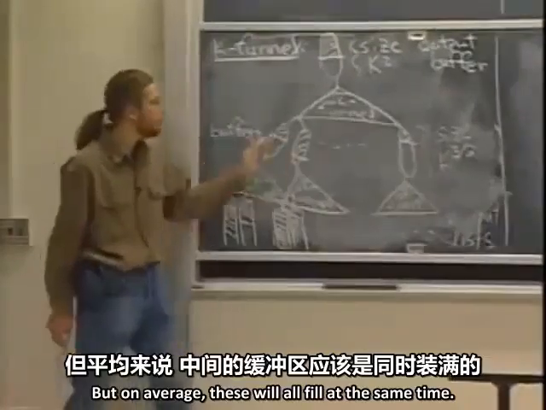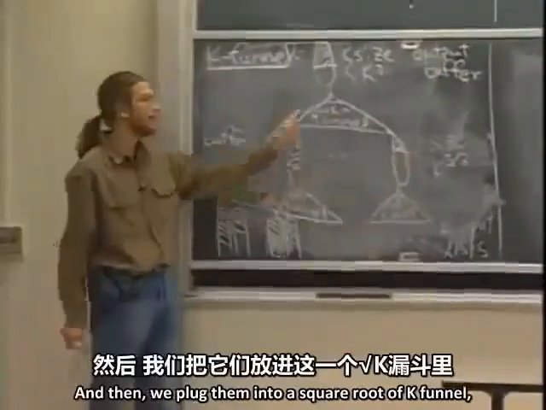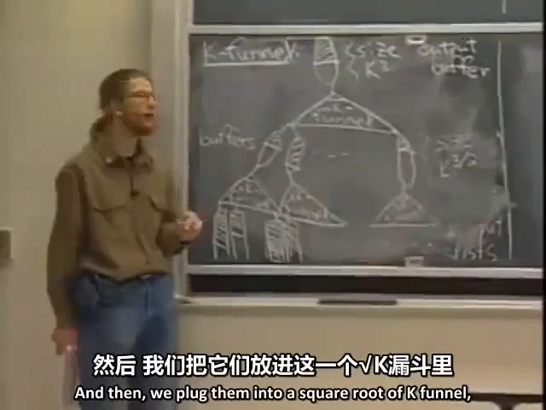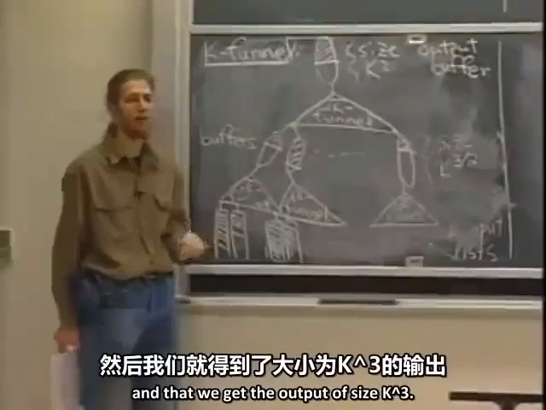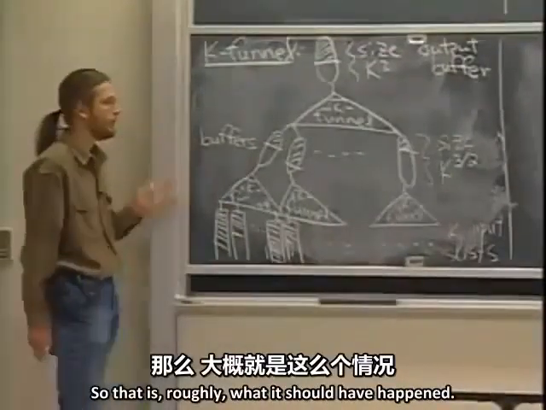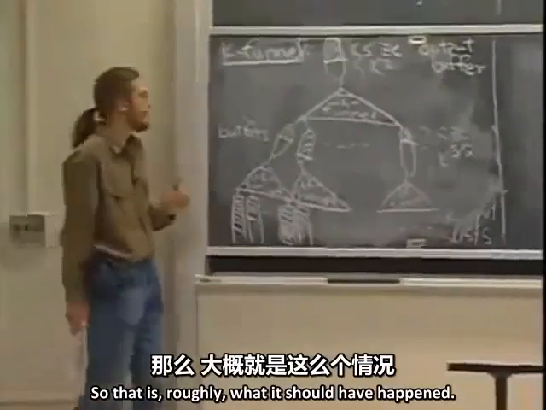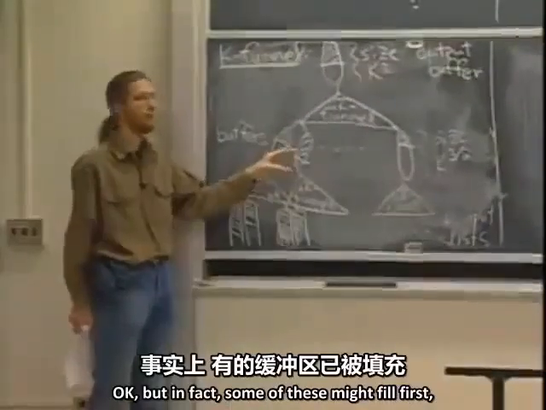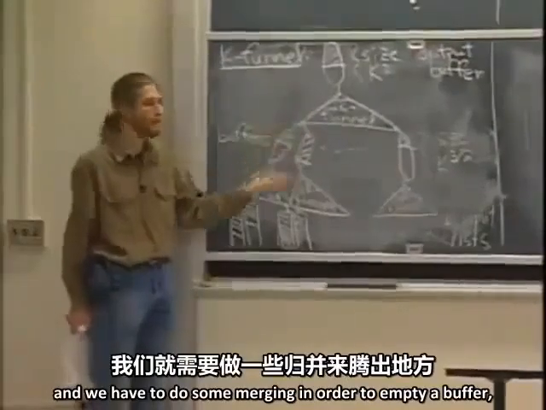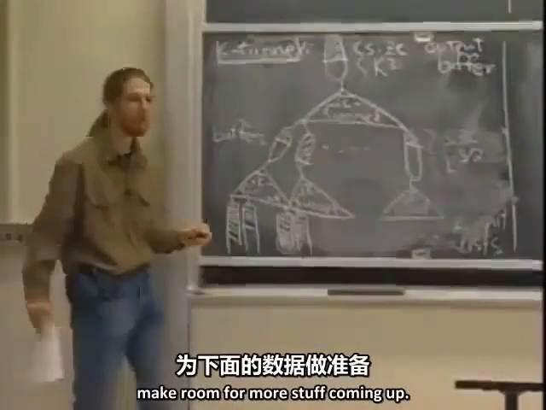But on average, these will all fill at the same time, and then we plug them into a square root of k funnel. And then we get the output of size k cubed. So that is roughly what we should have happen. Okay, but in fact, some of these might fill first, and you have to do some merging in order to empty the buffer and make room for more stuff coming up.